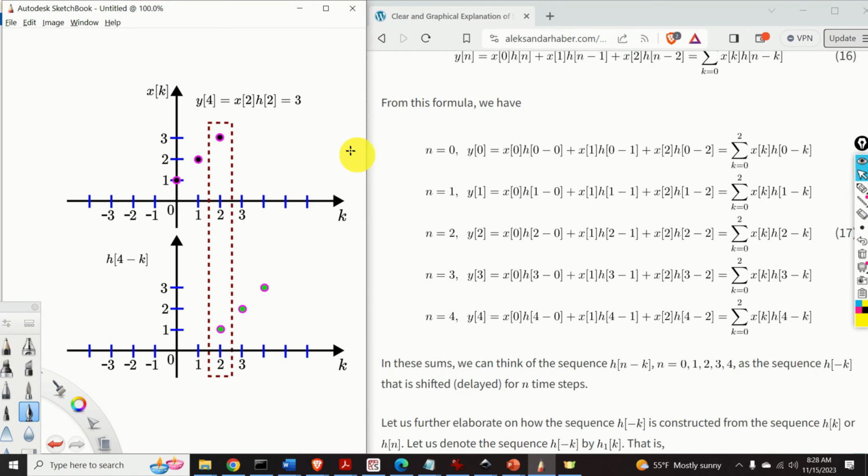Here's the graphical interpretation of the convolution sum obtained for n is equal to 4. Again, the sequence h of minus k is shifted for 4 time steps to obtain this sequence. And note over here our rectangle. The rectangle will only take into account these 2 terms. We multiply them together, and here's the result. And that's it. That was the graphical interpretation and the graphical method for computing the convolution sum.